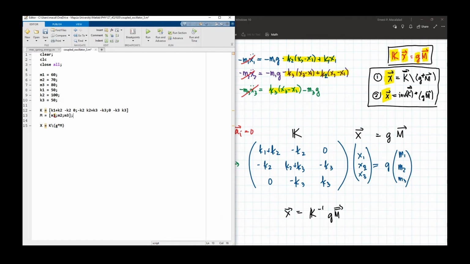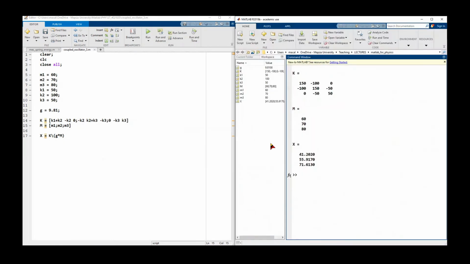As you notice, I use a semicolon between M1, M2, and M3 to indicate that this is a column vector. Because if this is a row vector, this operation will have an error. Of course, we also have to define G, which is 9.81 meters per second squared. So this should be our result. Let's run, and this is the result.